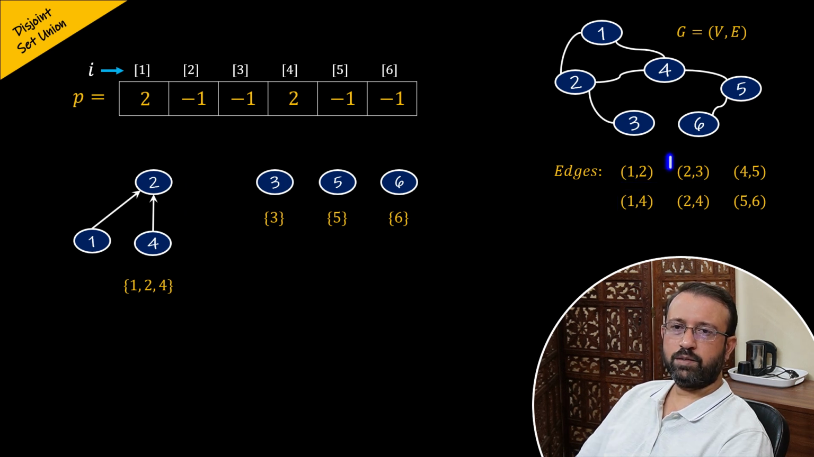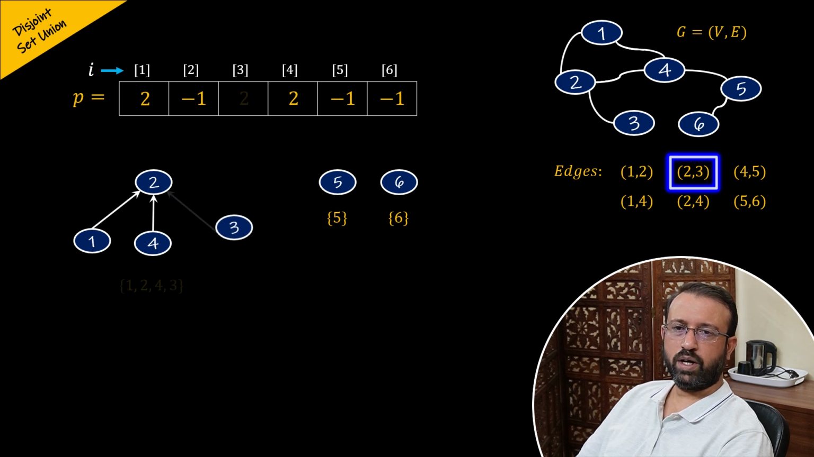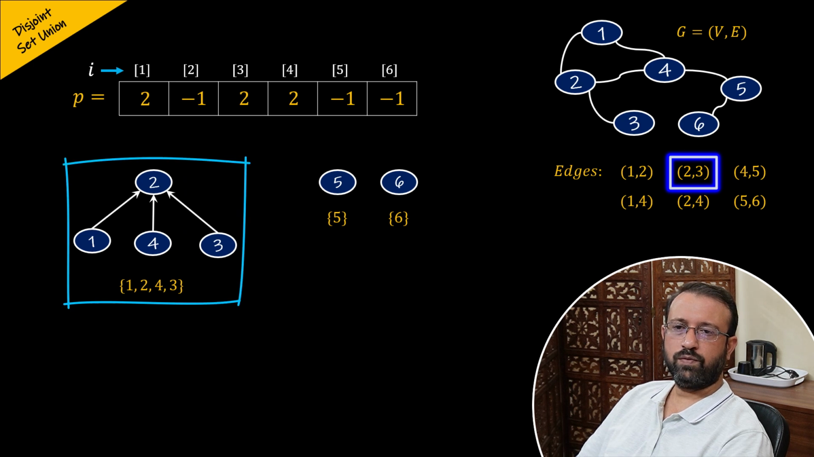Then we have an edge between vertex 2 and vertex 3. Vertex 2 belongs to the set which contains 1, 2 and 4, and vertex 3 belongs to set 3. So they are in different sets. Therefore, we will perform union of the set which contains 1, 2 and 4 and set 3. So now, after the union operation, vertices 1, 2, 4 and 3 will be in the same set.